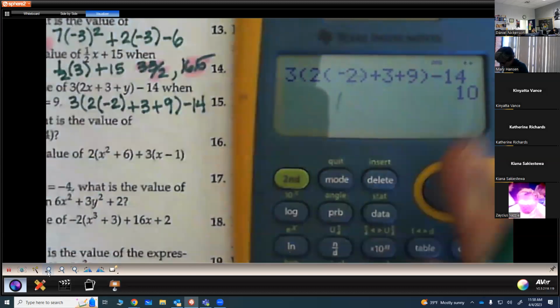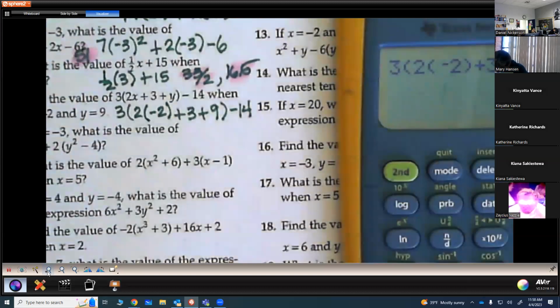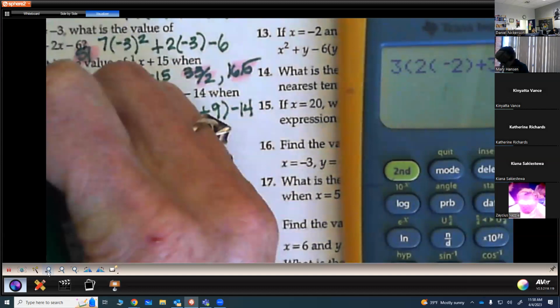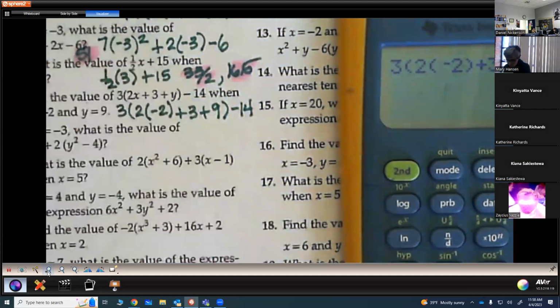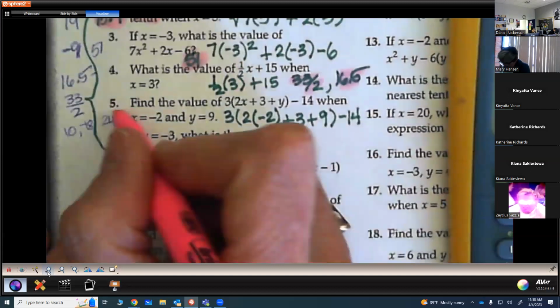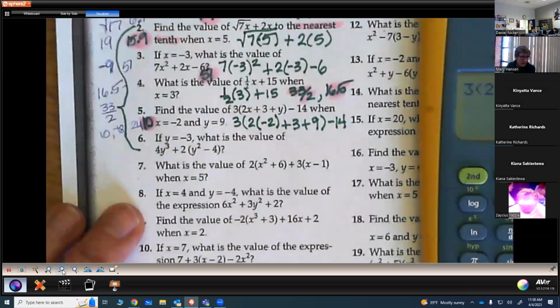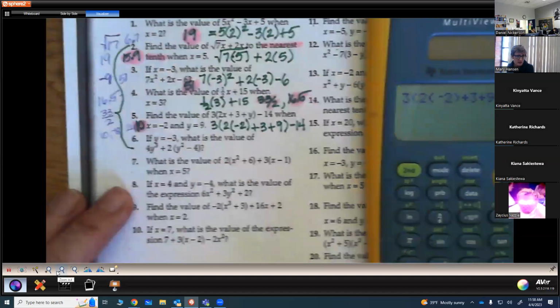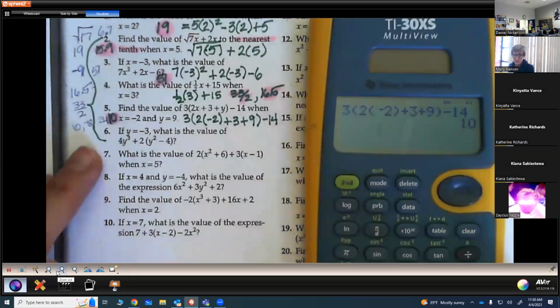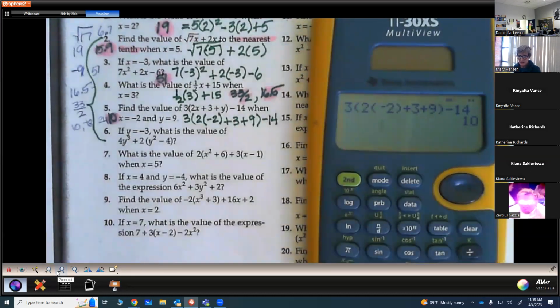And so let me find a place to put the number 10. So 10 is the correct answer for this one. Okay. Questions on this one? Okay, it looks like a few of you got that 10.